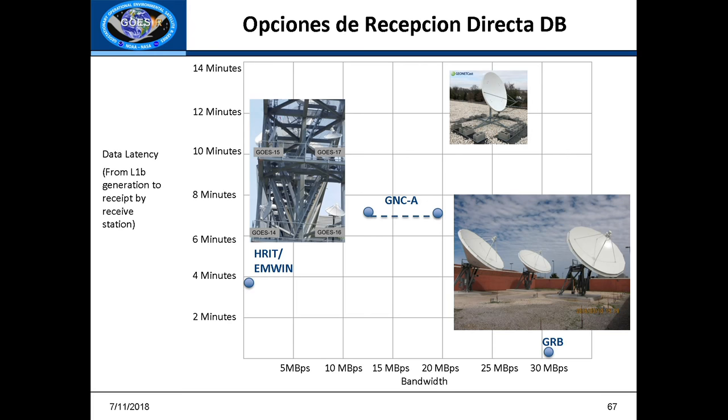This antenna would normally be 4.5 meters, could be smaller, could be larger. This HRIT/EMWIN antenna should be, Paul, a meter or so? 1.8. GeoNetcast, 1.8, 2.4 meter. GeoNetcast running at 12 megabits per second, between 6 and 8 minutes latency. So this just kind of describes it with some pictures.